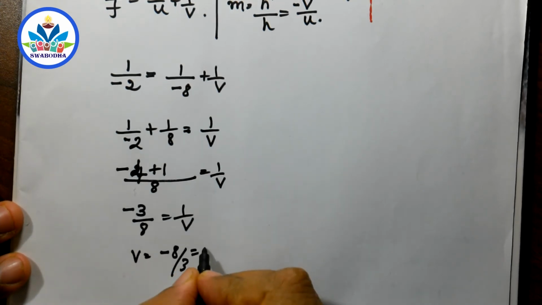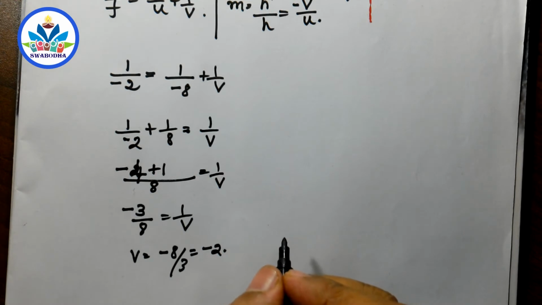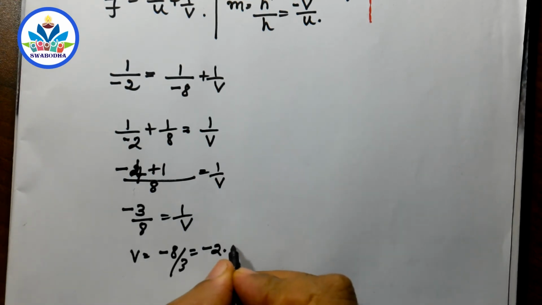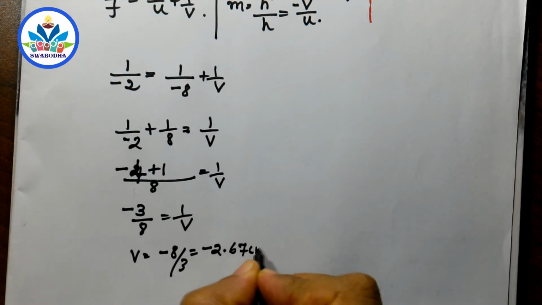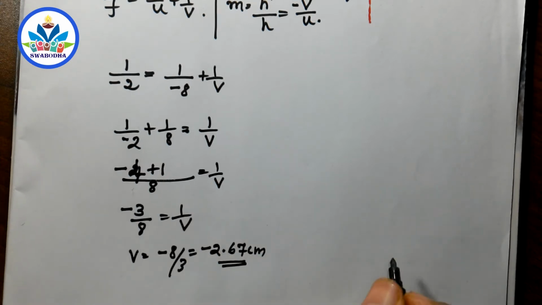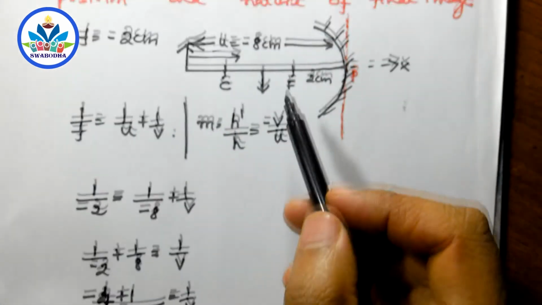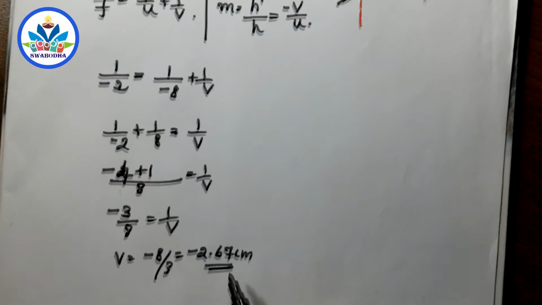Okay, whatever it is. Minus 2 point, almost 6666, right? Yeah. 7, I write centimeters. 2.67 centimeters. So it should be between 2 centimeter and 4 centimeter. See here. 2.67, what the answer we have got.